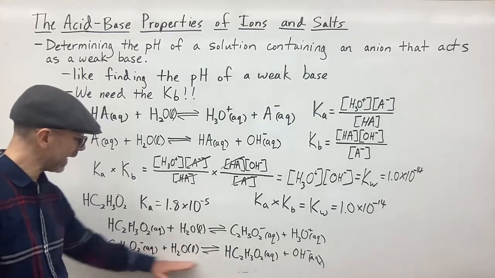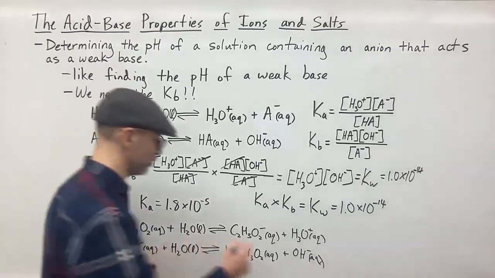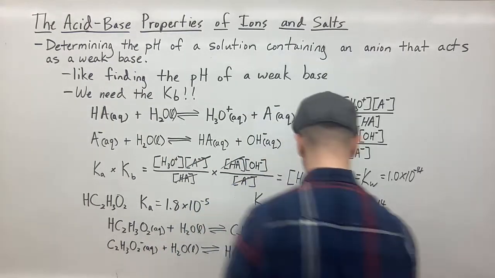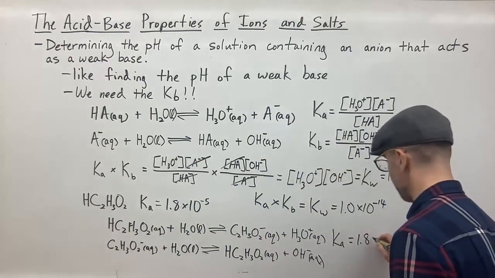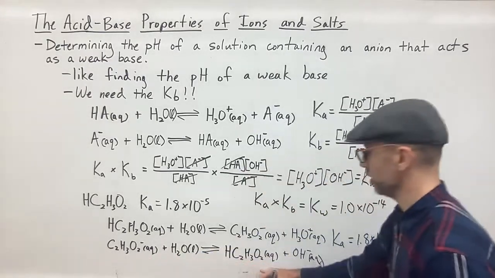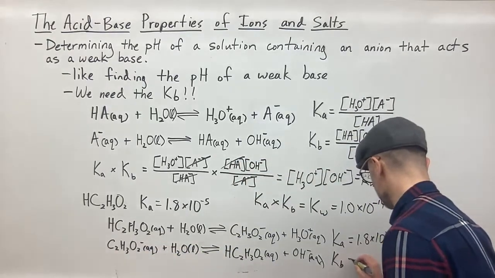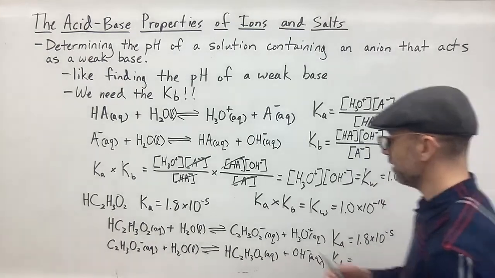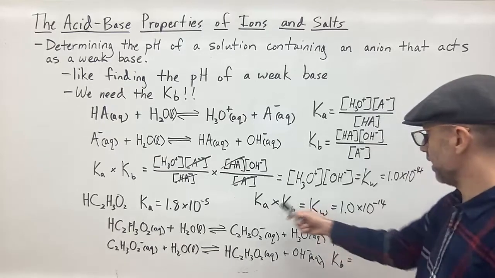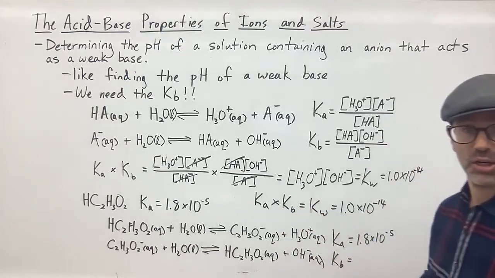So what would be the Kb of this expression? I'm given the Ka of this reaction here. So this is the Ka that I've got, which is equal to 1.8 times 10 to the negative 5. Well, what about this reaction with the anion? What's the Kb for that? To find that, I use this expression here. I know that Ka times Kb is equal to Kw, so I can use that.